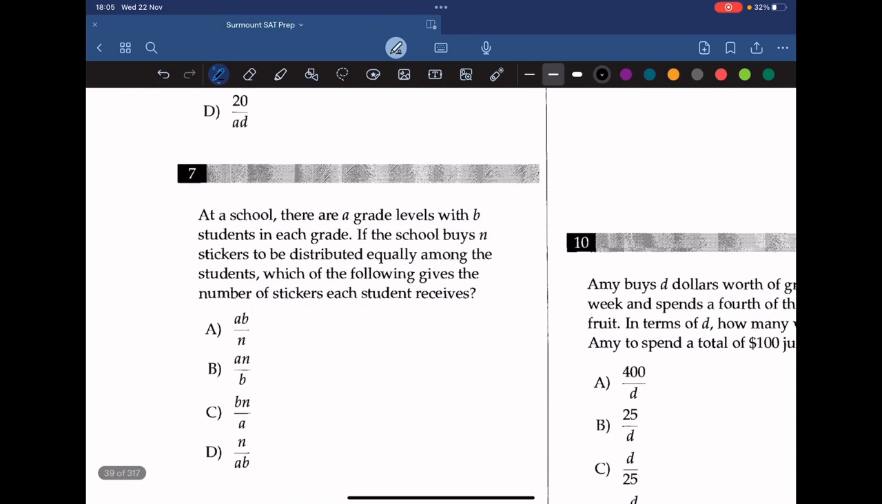At a school, there are A grade levels with B students in each grade. If the school buys N stickers to be distributed equally among the students, which of the following gives the number of stickers each student receives? So with AB students and N stickers, each student should receive N over AB, right? So the answer should be D.